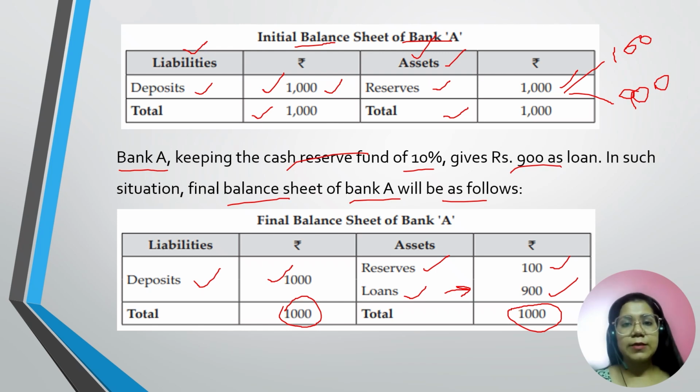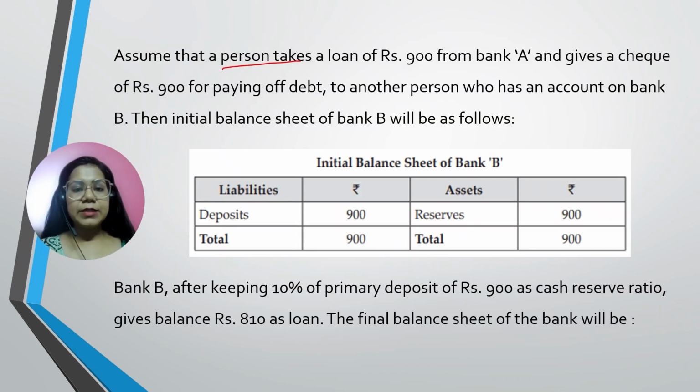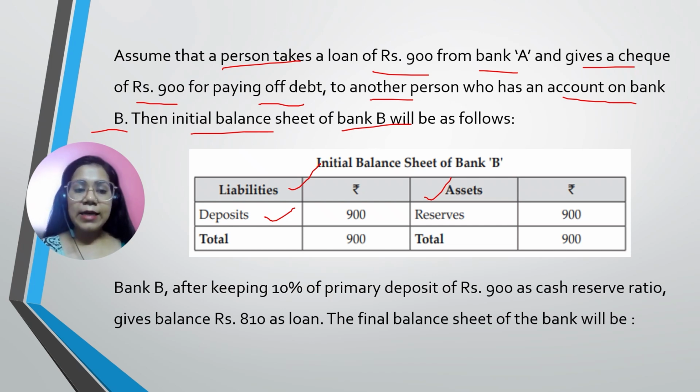So assume that the person who takes the loan of 900 rupees from bank A gives a check of this 900 rupees for paying off debt to another person. But that person has an account in bank B and not bank A. So the initial balance sheet of bank B will change this time. So there will be liabilities and assets. In liabilities, it got a deposit of 900 rupees, and that 900 rupees got added as reserves on the asset side. So total liabilities is equal to total assets.